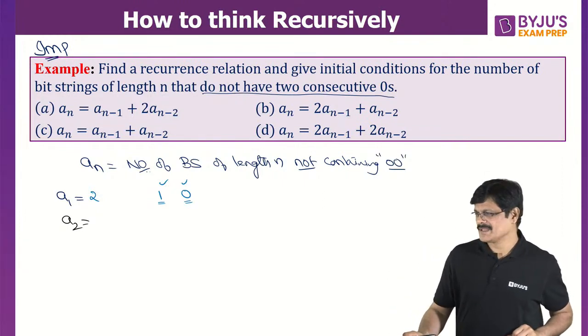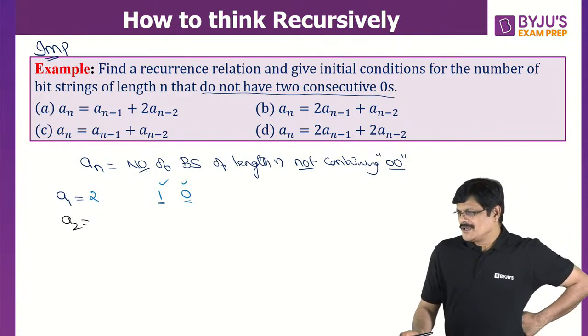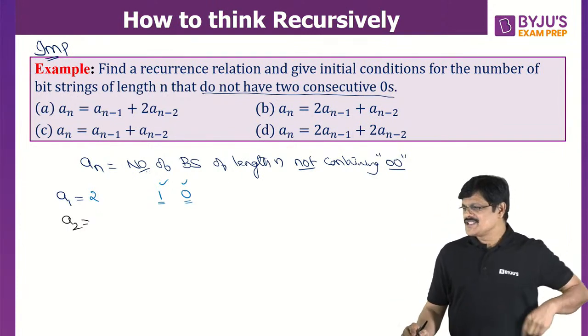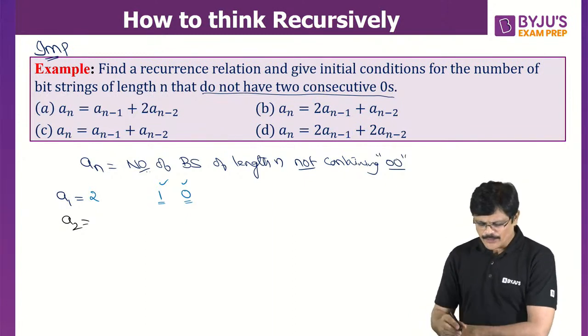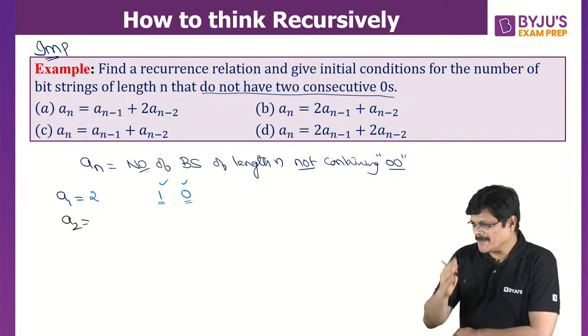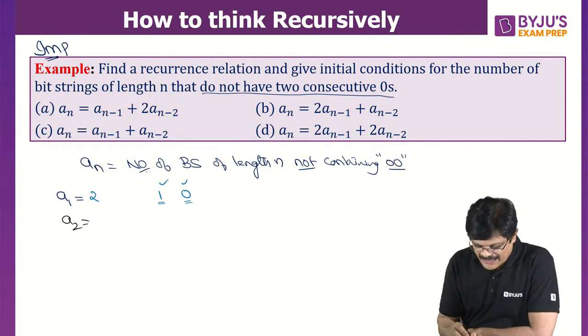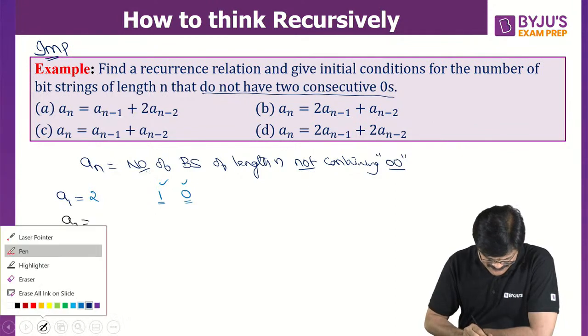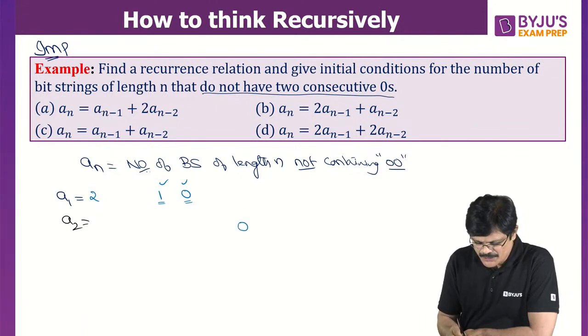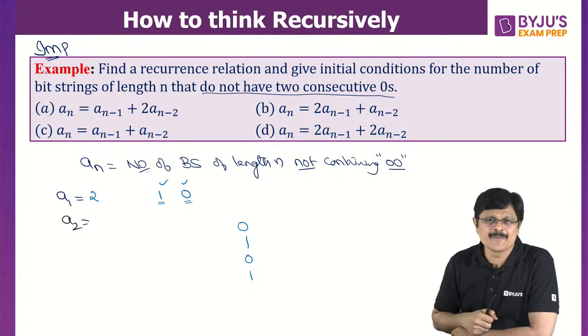A2 क्या होगा? How many binary strings of length 2 do not contain 0 0? देखो एक सिंपल टेक्निक है बाइनरी स्ट्रिंग्स ऑफ लेंथ 2 लिखने के लिए. आप ना राइट साइड बाइनरी स्ट्रिंग्स ऑफ लेंथ 2, 4 होंगे. आप इधर से शुरू करेंगे, 0 1 0 1, अल्टरनेटिवली 0 1 लिखेंगे.